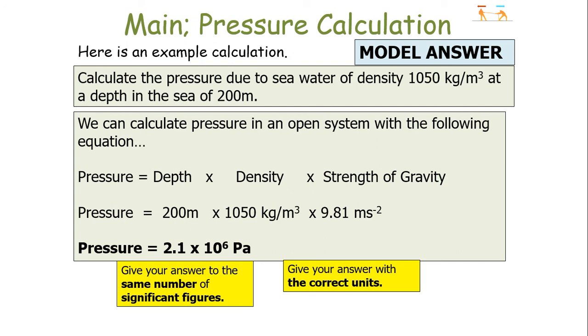Always put the numbers in and write it out because it shows you've understood how those values link with each other. So if you make a mistake on your calculator, you'll still get the mark for that. Then you look at how many significant figures, you pop it in, and it's 2.1 times 10 to the 6th. Check the units, it's pascals, and there's your answer.